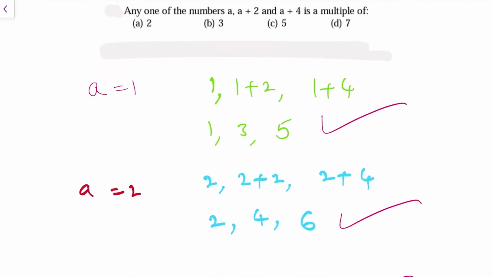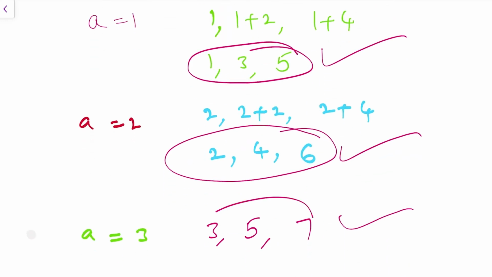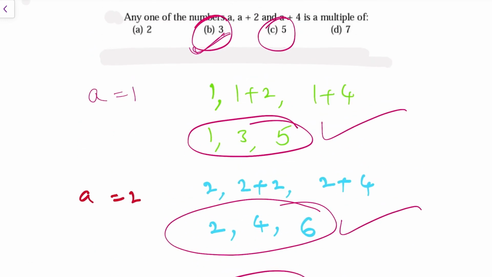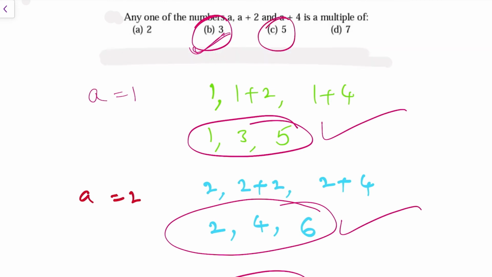In this case, the question is asking any one of the numbers should be divisible. For example, if we take 1, 3, 5, from the options, we can conclude that it is divisible by 3 or else 5 only. Next, in the second case I am taking 2, 4, 6. Out of 3 and 5, only 3 is divisible. 3 divides these numbers. In the last case 3, 5, 7 also, again 3 only divides. So I can say that any one of the numbers A plus 2, A plus 4 is a multiple of 3 only. That is option B, the correct option.